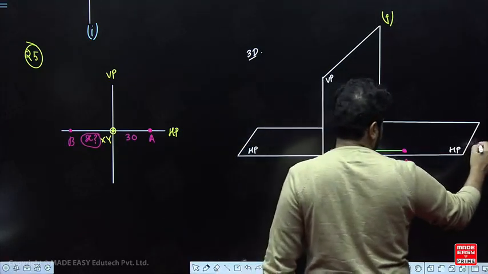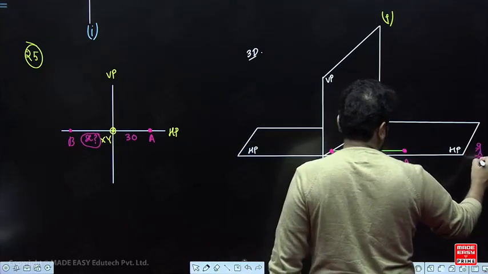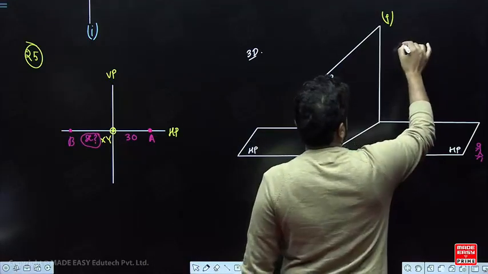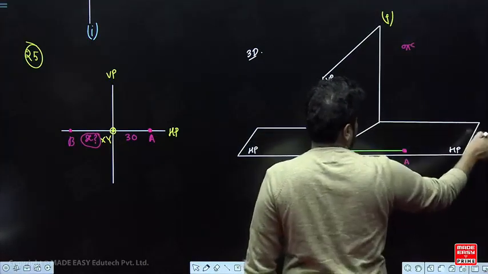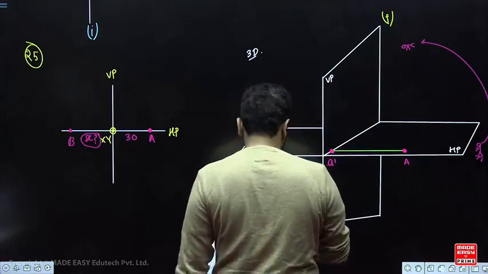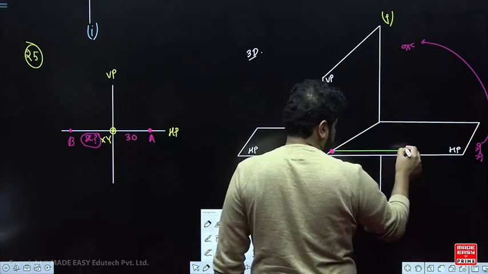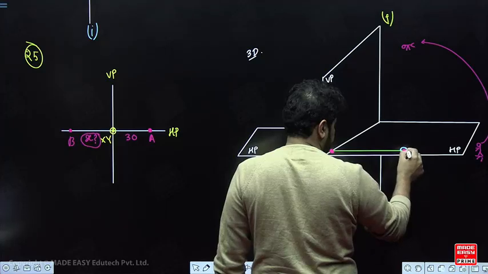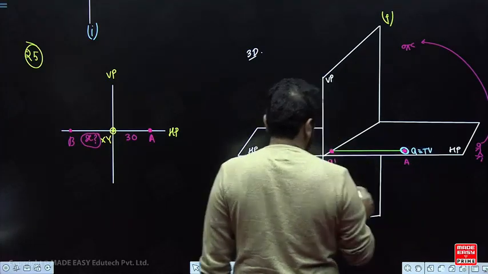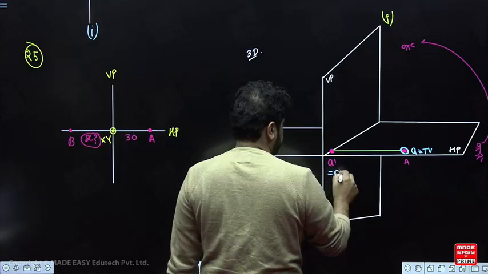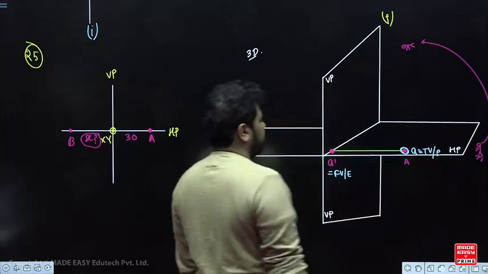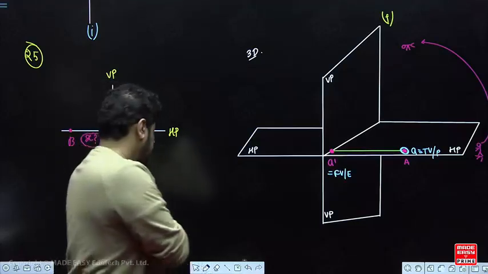That means if the observer is taking observation from here, this is your A dash, correct? And when the observer is going to see from the top, this point will coincide. So, obviously, this A will be seen here itself, isn't it? So, this is your A, which will be your top view or plan, and this is your front view or elevation.